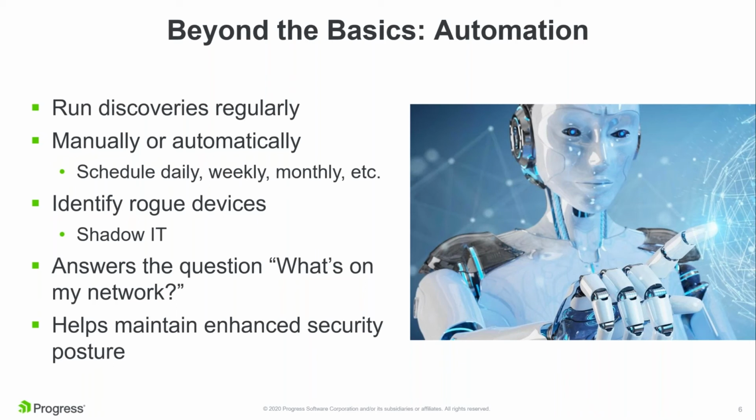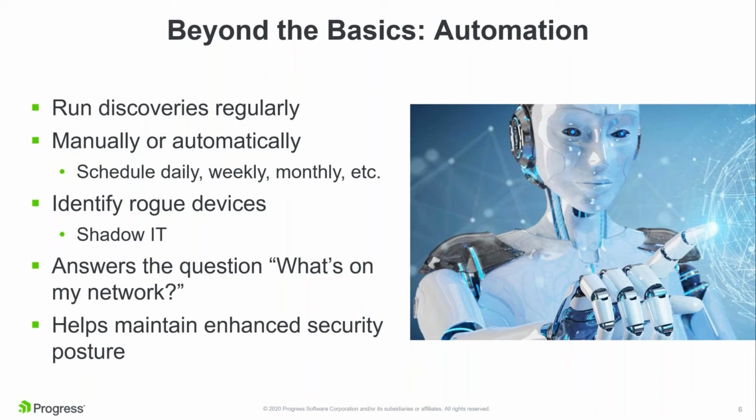Things are always changing in your network. It's constantly evolving. It's growing. It's changing. Things are dropping in. Things are dropping out. You want to run something automatically, not just manually. Have the robot do it. Schedule a daily, a weekly, a monthly discovery.